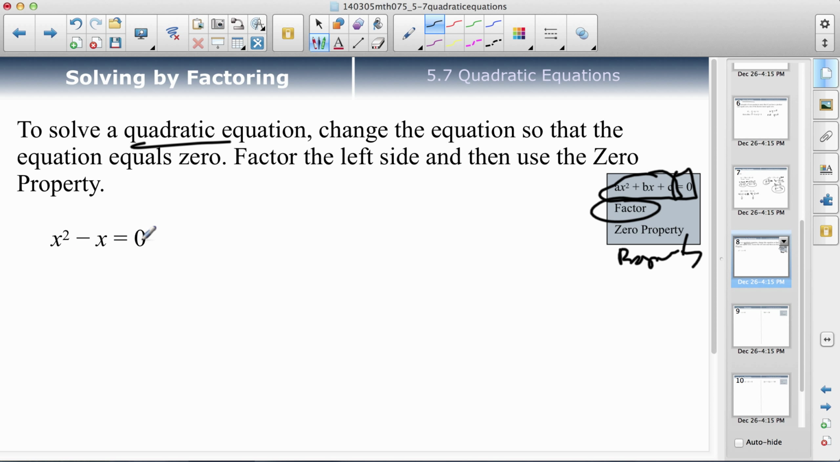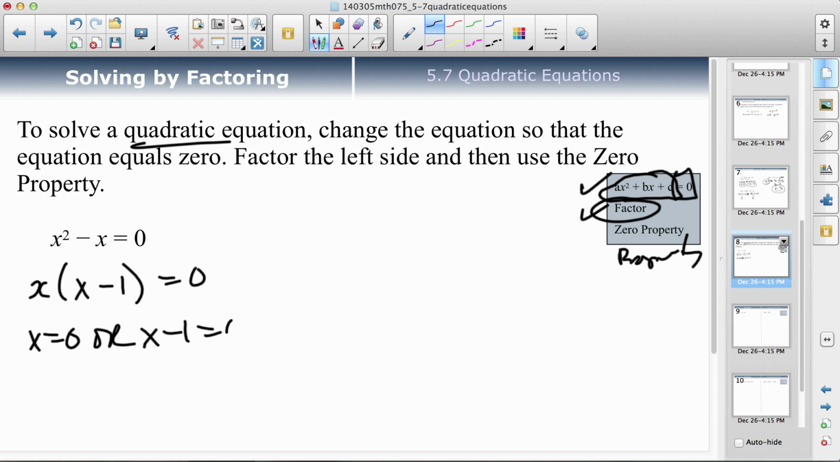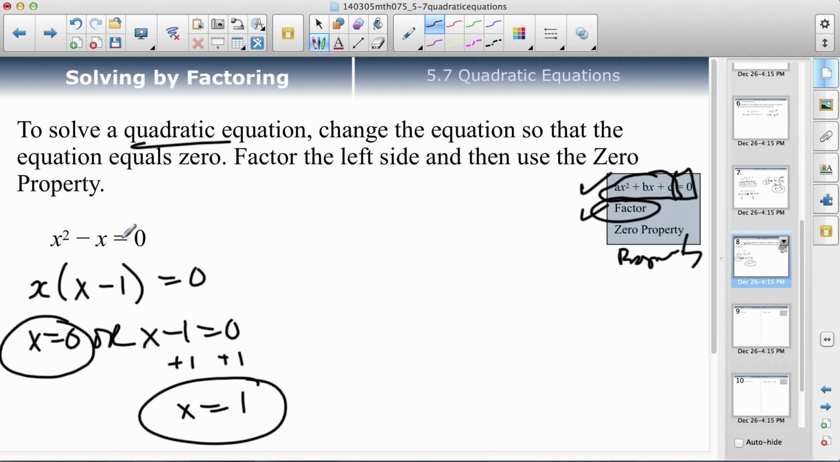So this one here, it's equal to 0, step 1 done. Factor it. Common factor is an x. I can take an x out. I'm left with x times x minus 1 equals 0. Factoring's done. The zero property says that if I'm multiplying something times something and it gets me 0, then either x is 0 or x minus 1 is 0. One of those two factors must equal 0. So this one's already solved, so 0 is one of my answers. And my other answer, if I add 1 on both sides, I get x is equal to a positive 1. There's my other answer. Two answers to that question.